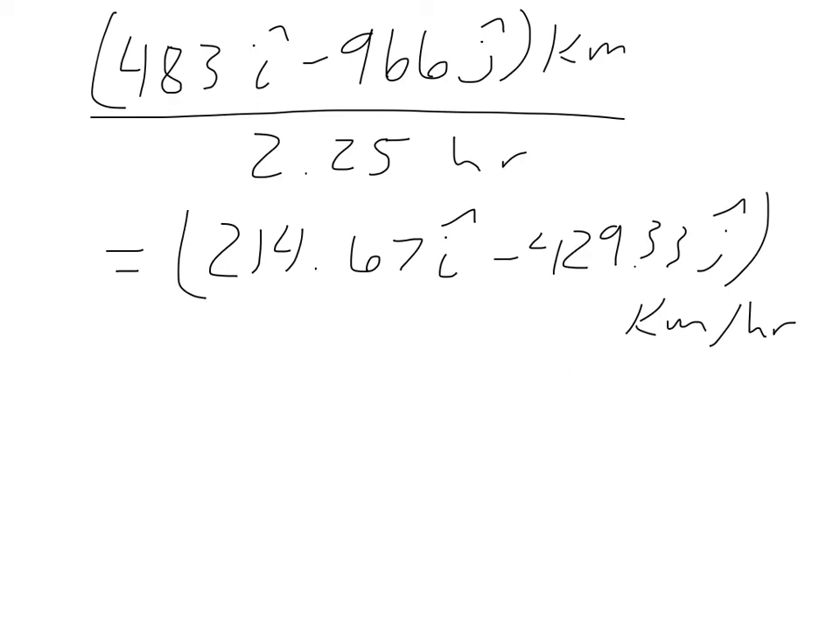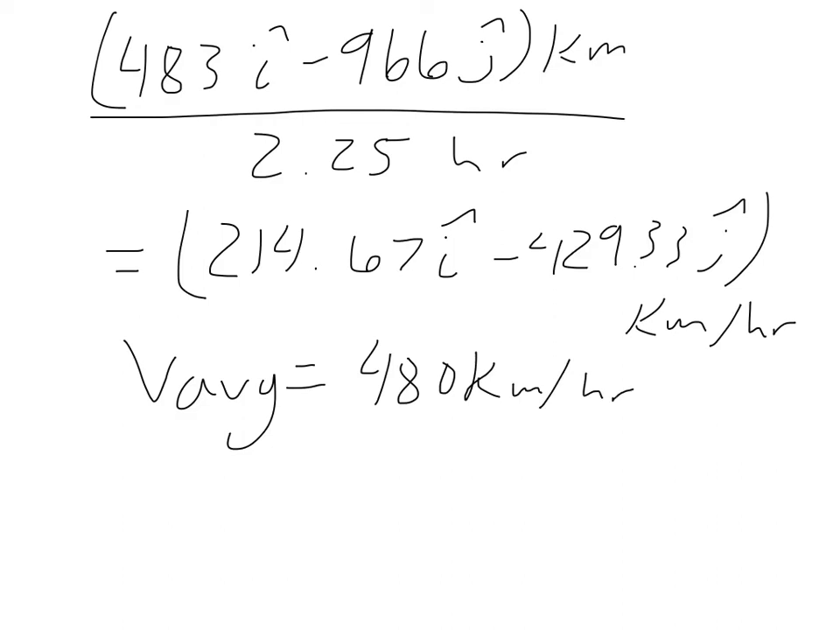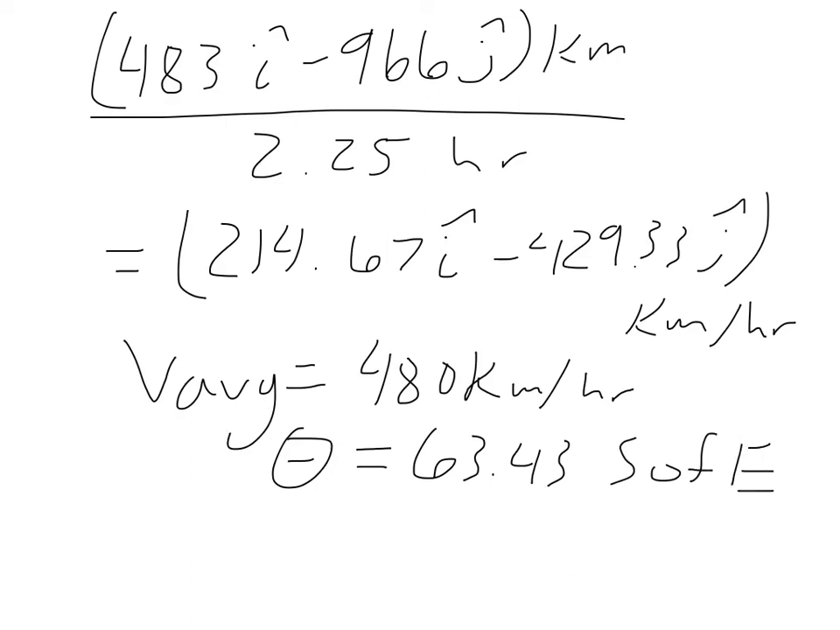And you'll get, if you do your a squared plus b squared equals c squared, once again using 214.67 as the x component, 429.33 j hat as the y component, you'll get that v average is equal to 480 kilometers per hour. And notice that the angle will be exactly the same as before. The angle is equal to 63.43 degrees south of east. The angle is exactly the same. The only thing that we've changed is because we are doing the average velocity, we have to divide by the total time.